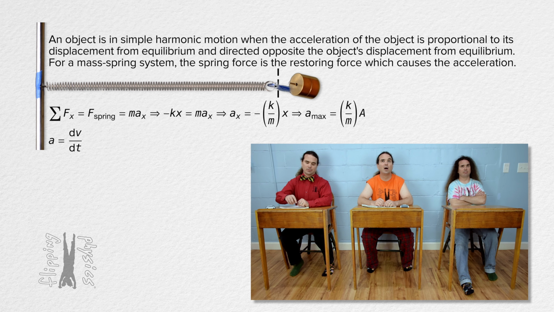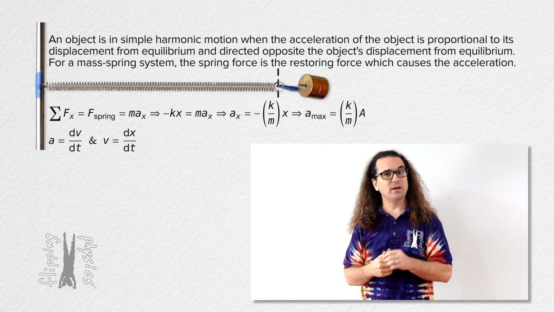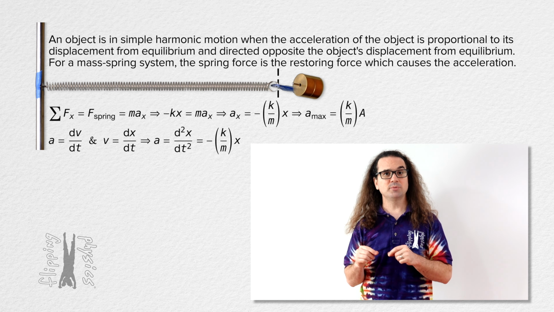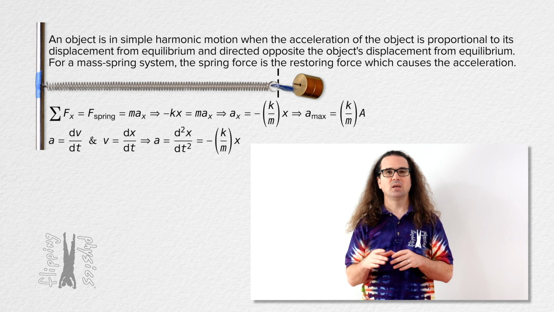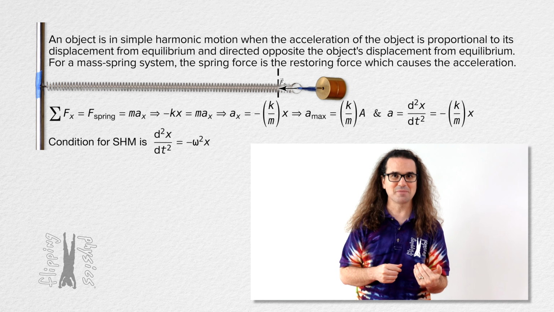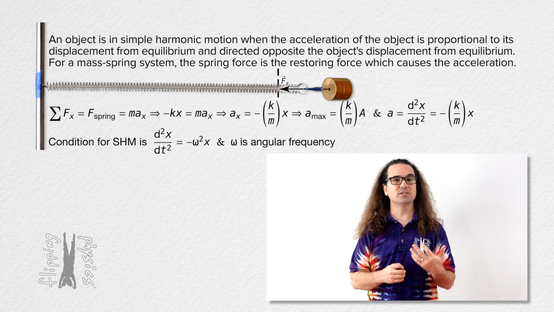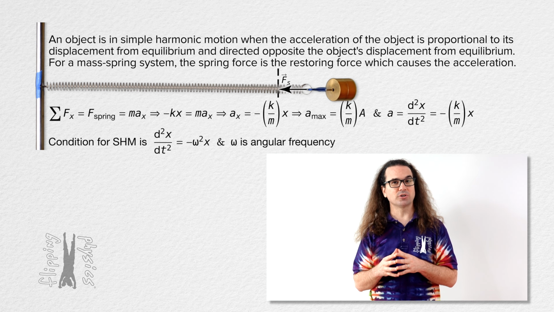Acceleration equals the derivative of velocity with respect to time, and velocity equals the derivative of position with respect to time. Correct. That means that acceleration equals the second derivative of position with respect to time. And we can now substitute that into our previous equation. Now, this equation gives us the general idea of the mathematical definition of simple harmonic motion, which is that the second derivative of position with respect to time equals the negative of omega squared times position, where omega is called angular frequency. This equation describes simple harmonic motion.